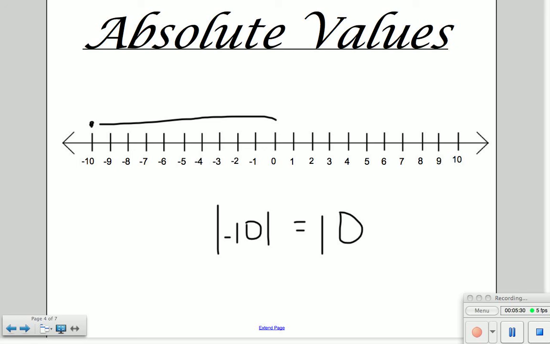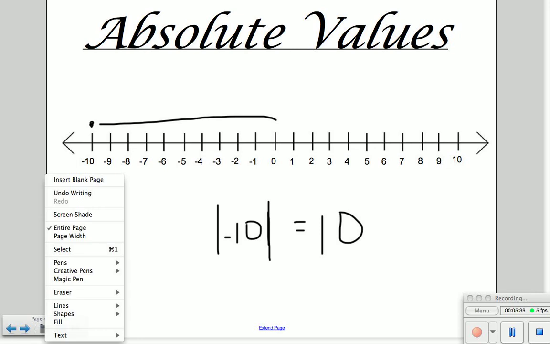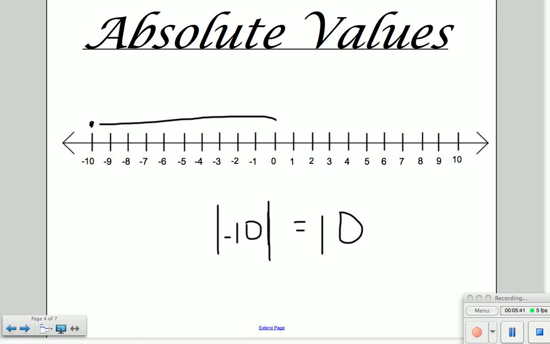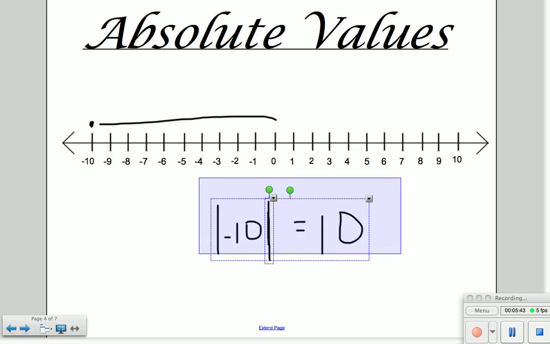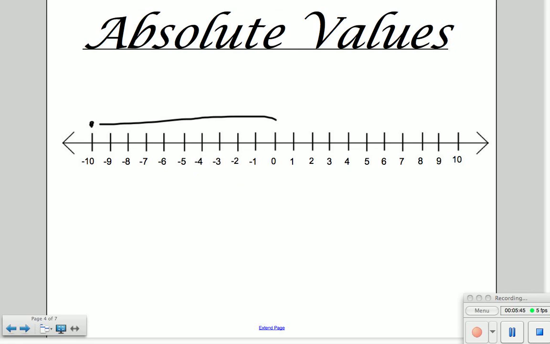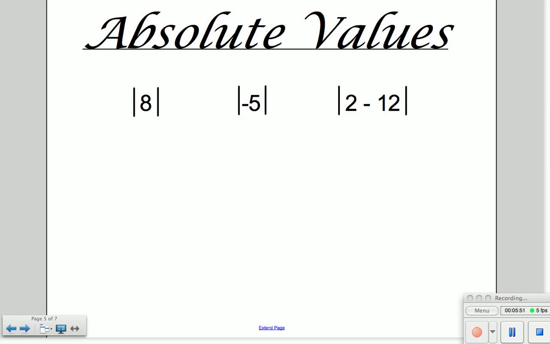So when we're talking about absolute value, we're talking about solely the distance between a number and 0 on the number line. In shorthand, the absolute value of any number is just the positive value of the number. Okay? So let's take a look at some numbers without a number line. Let's go back to our examples before.